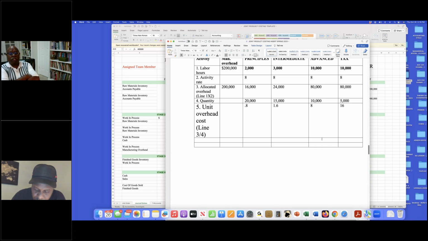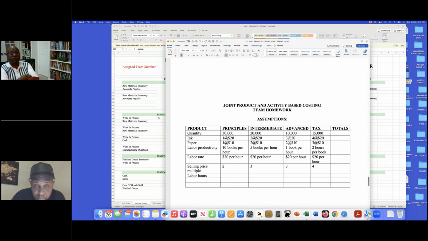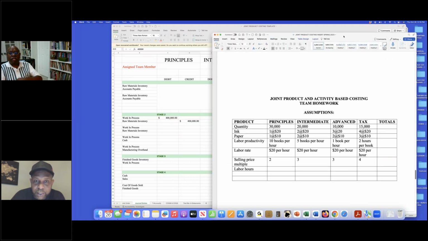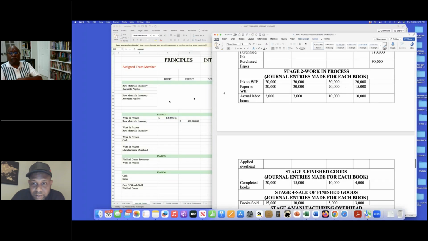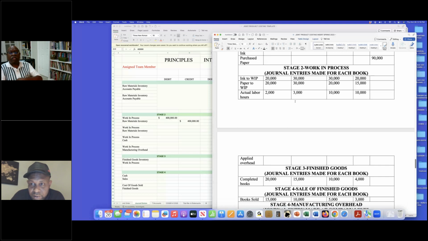So intermediate, what's your number going to be? I don't know their numbers. What was their numbers? Okay, here are the numbers here. I can barely see.